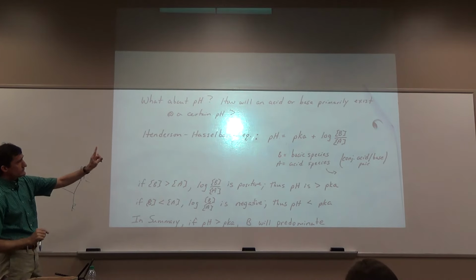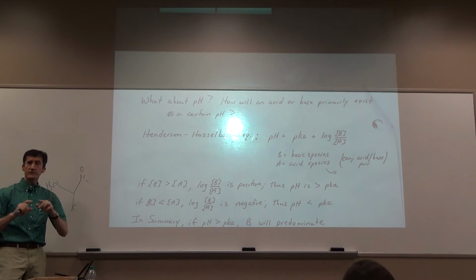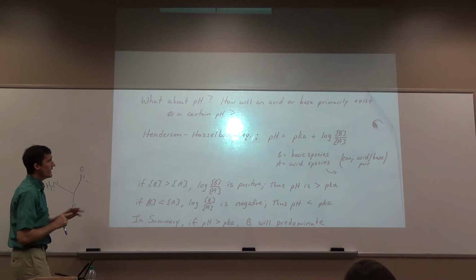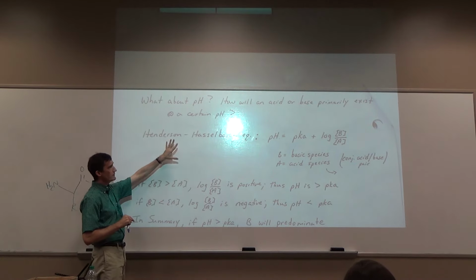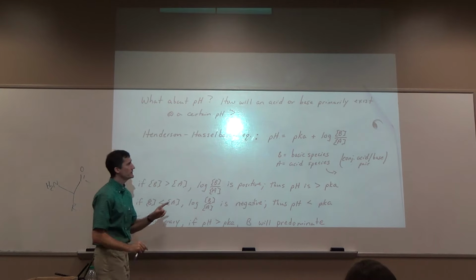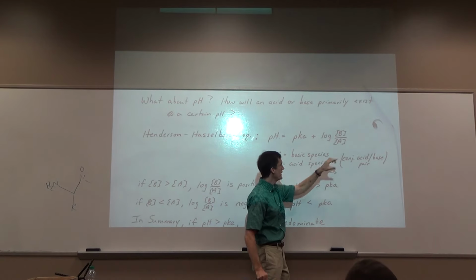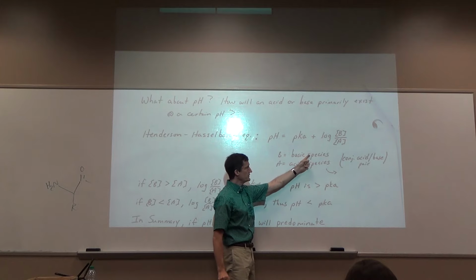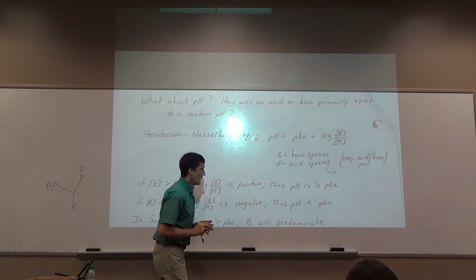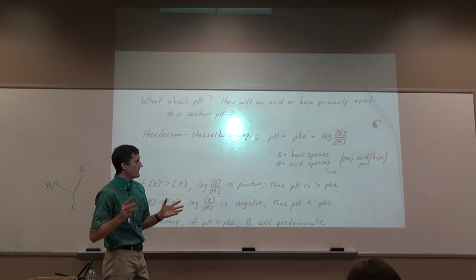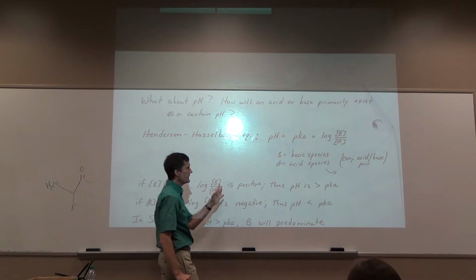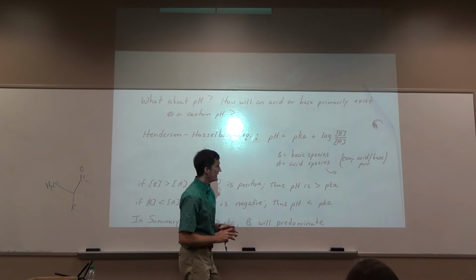Okay. Which form will predominate at a given pH? Well, this is where the Henderson-Hasselbalch equation comes from, which is pH equals pKa plus log of B over A. What is B over A? B is the basic species, or you can maybe call it the conjugate base. A would be the acidic species, or maybe the acid.